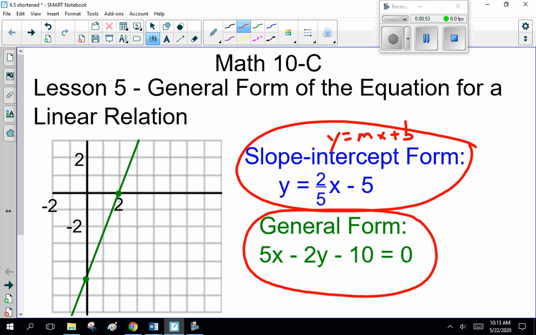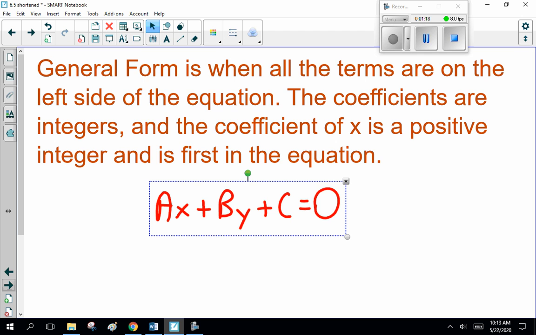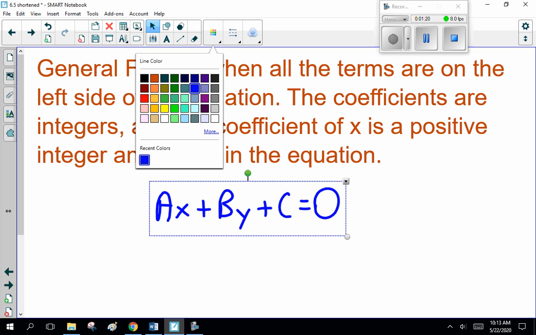These are both the same equations, same line, just written out differently. The slope-intercept form of the blue one is the way you put it in your graphing calculator. The general form is what I want to briefly talk about today. I want to stress the general form is when all the terms are on the left side of the equation. If you go to your formula sheet, it goes ax plus by plus c equals 0.